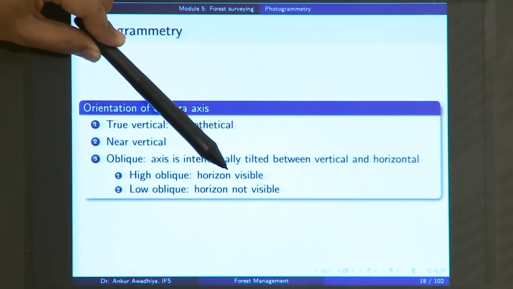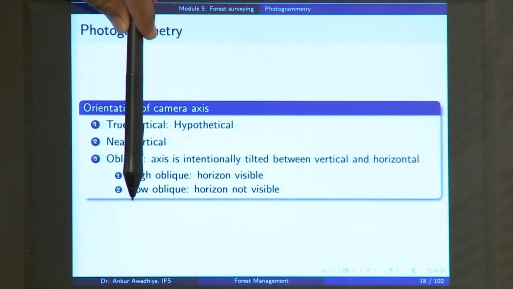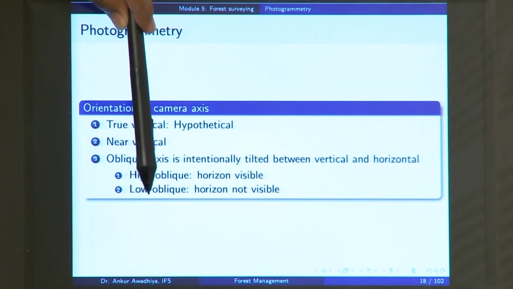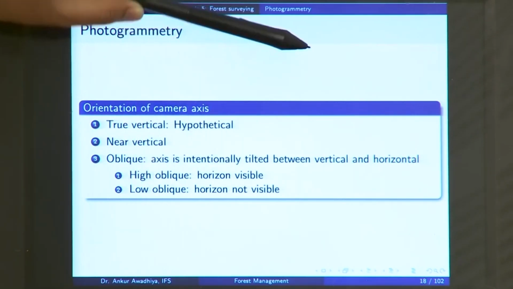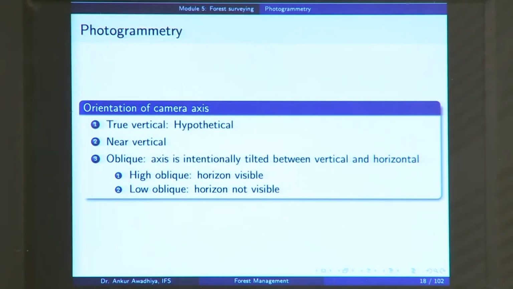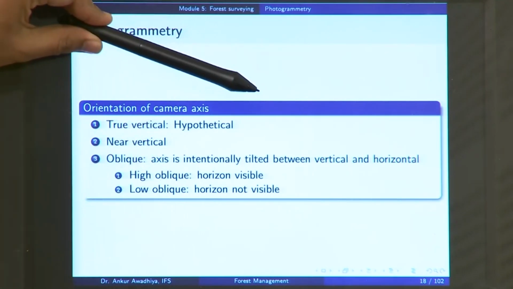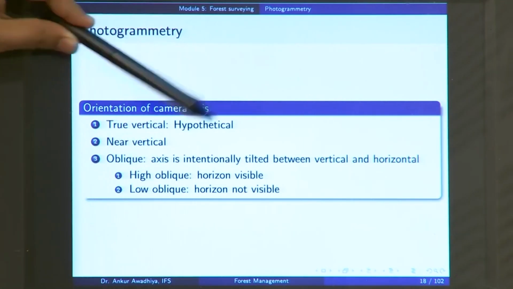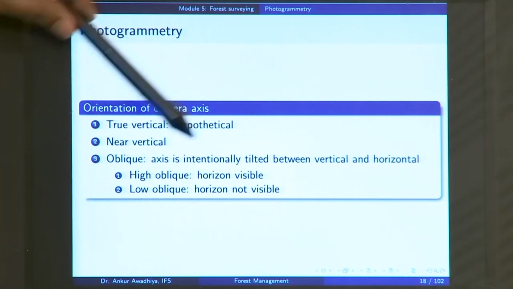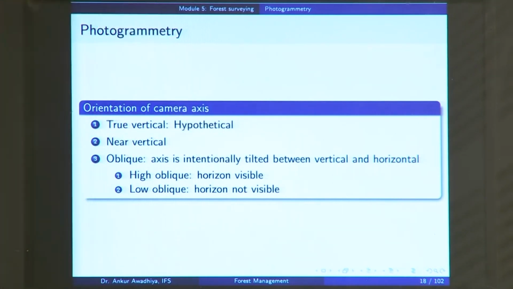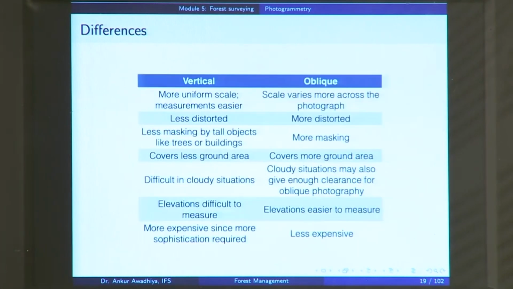In a low oblique angle, you are keeping the camera like this, and in the vertical orientation, you are keeping it like this. So, vertical, low oblique, high oblique. Now, low oblique and high oblique are distinguished by whether or not the horizon is visible. If the horizon is visible, then it is a high oblique image. If the horizon is not seen, then it is a low oblique image, where the horizon is not visible. Now, what are the differences between all of these orientations?